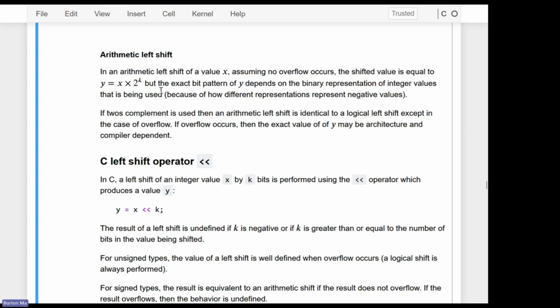Now, the funny thing here though is that the exact binary number that you get, the pattern of bits that you get, depends on how you're representing your integer numbers. If you're using 2's complement, and your number was negative and no overflow occurs, there's still a 1 hanging out in the left-hand bit, the most significant bit. In other words, that shift doesn't actually push the 1 off the end.